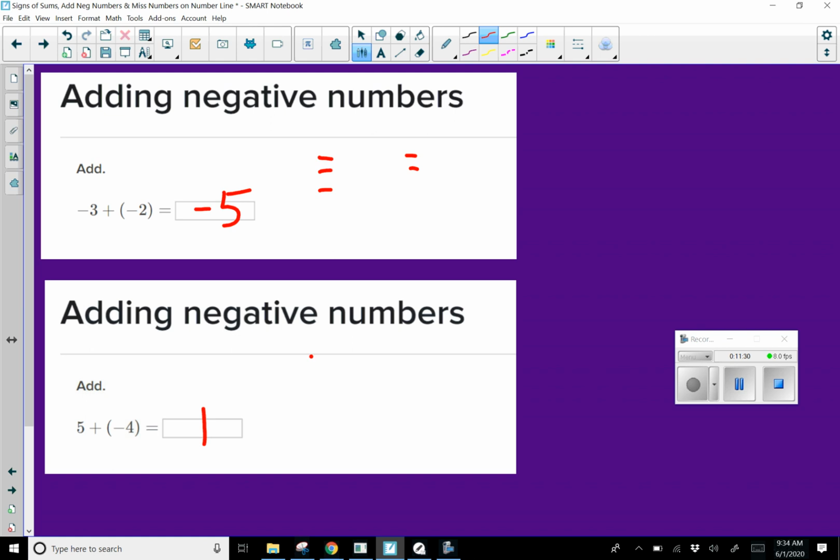Let's draw our pluses and minuses. I've got 5 positives and I've got 4 negatives. If I were to make my zero pairs, notice that I've got 1 positive left over, hence why our answer is a positive 1.